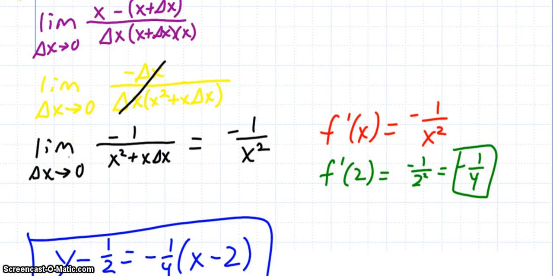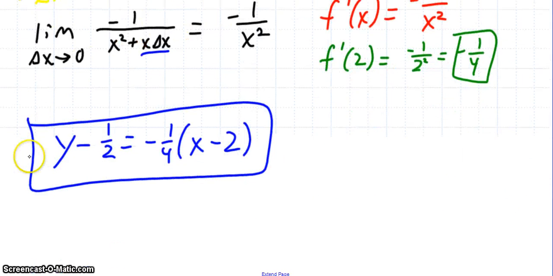So now I can evaluate the actual limit. I can do direct substitution, plug in 0 for delta x, and this term goes away. And so I'm left with the limit as delta x goes to 0 of negative 1 over x squared. Therefore, the derivative of f of x is negative 1 over x squared. So I find what is f prime of 2. So I substitute in 2 and I get negative 1/4. So that is the slope of the tangent line. Therefore, the equation of the tangent line is y minus 1/2 equals negative 1/4 times the quantity x minus 2.